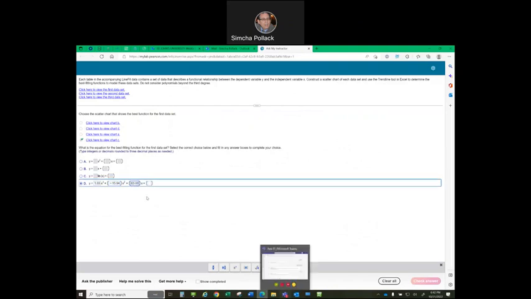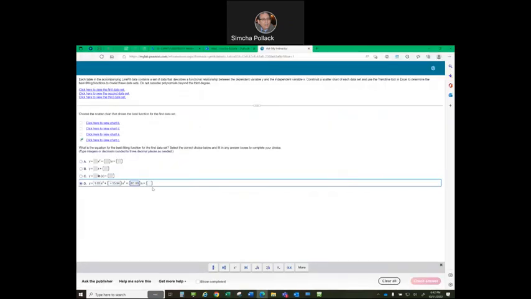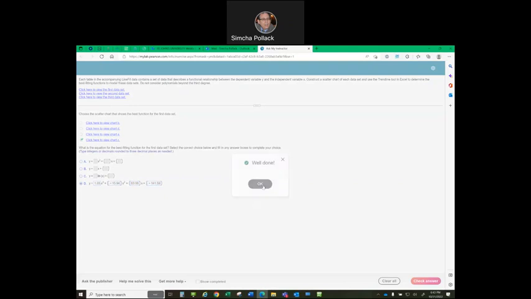And finally, the constant, kind of like the intercept that we had for the simple linear regression, turns out to be minus 141.59. I made the same mistake last time. Minus 141.59. Let's check it. And it's well done.